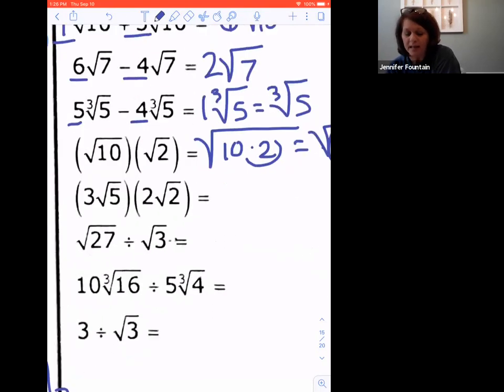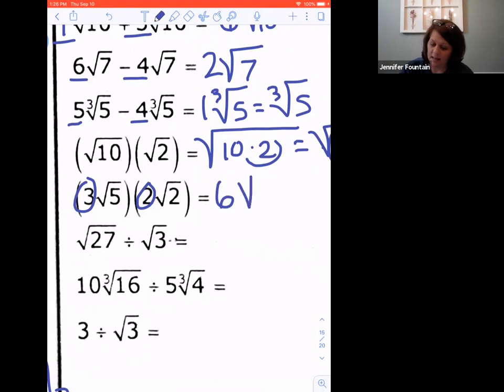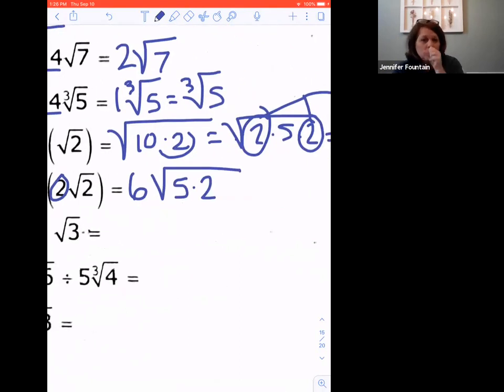Okay, so remember, if I have numbers on the outside, I go ahead and multiply those first. So 3 times 2 is 6. So multiply your whole numbers together. Then we'll put your numbers under the radical. So then I have 5 times 2 under the radical. 5 is a prime number and 2 is a prime number. So I know that I cannot simplify that at all. So I go ahead and multiply them together for my final answer. So my final answer is 6 times the square root of 10.